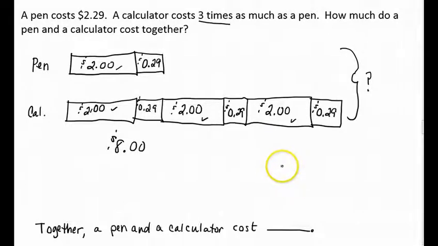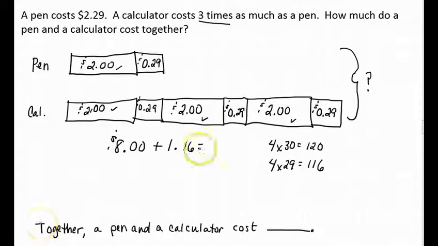Well, let's work this using a little bit of mental math here. If we had 4 groups of 30, that would be 120. But since I only have 4 groups of 29, I'm going to take 4 cents away from that total. So that means 4 times 29 would be 116, or $1.16. So $8 plus $1.16 would equal $9.16. So together, a pen and a calculator costs $9.16.